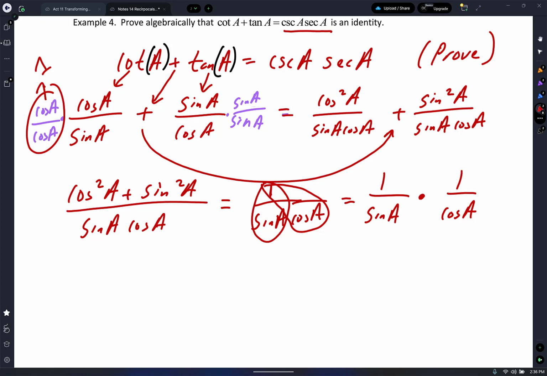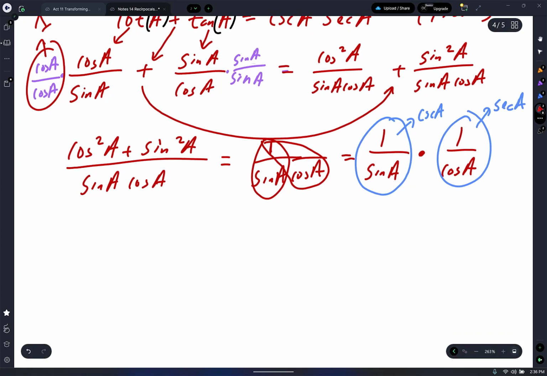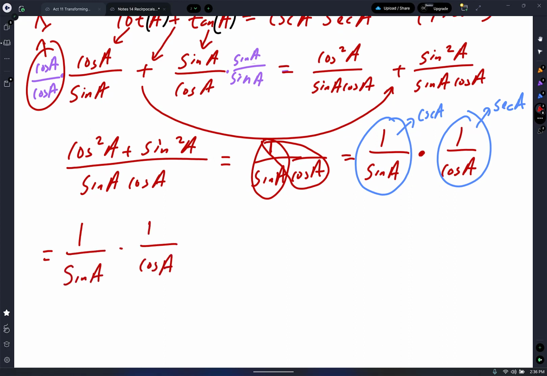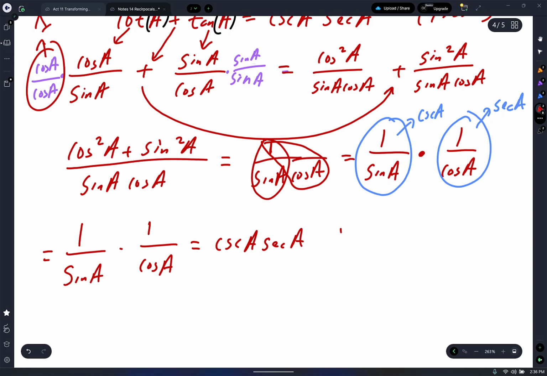Do you notice that? And 1 over sine A is cosecant A. And 1 over cosine A is secant A. So here it is. I'm going to rewrite it. I'm going to go slow. I'm going to say 1 over sine A dot 1 over cosine A equals, and what do we say 1 over sine A is? Cosecant A. And what's 1 over cosine A? Secant A. Is that what I wanted to prove? There it is. Check mark.